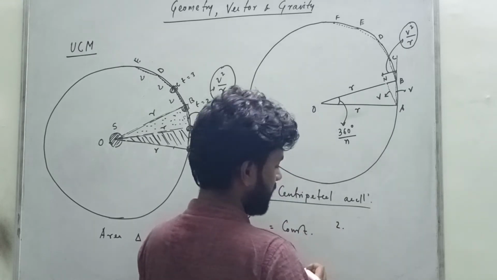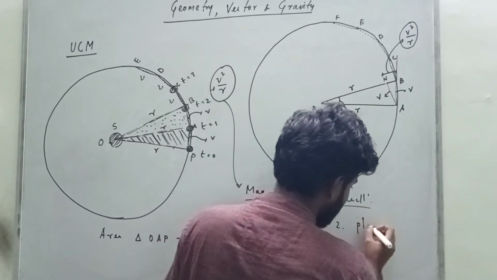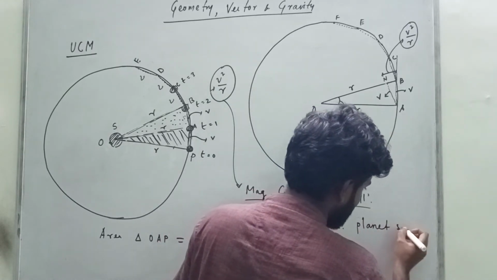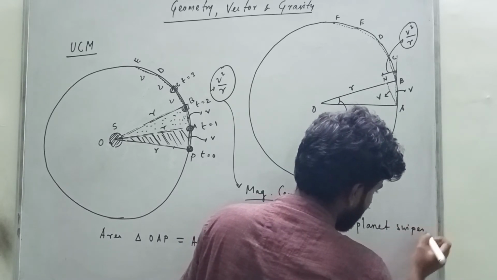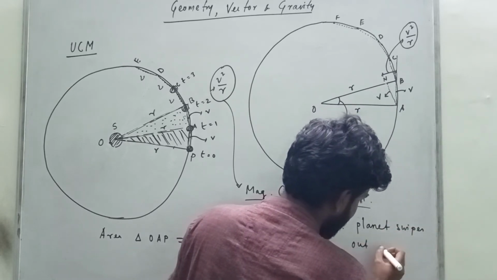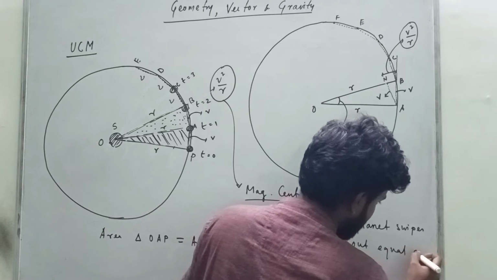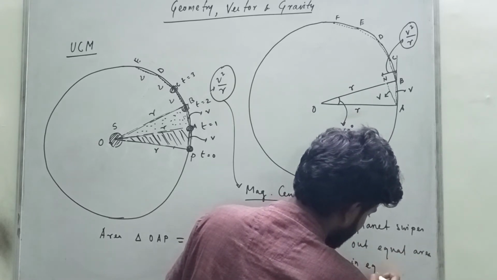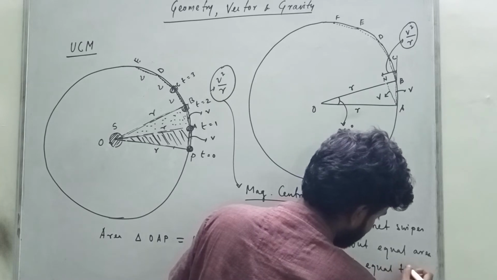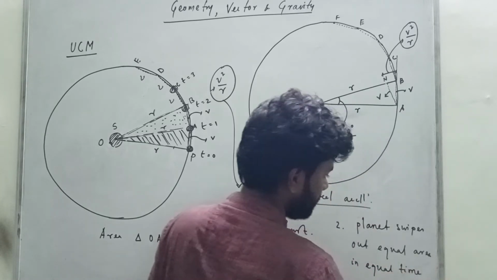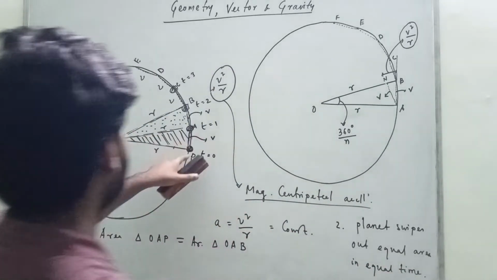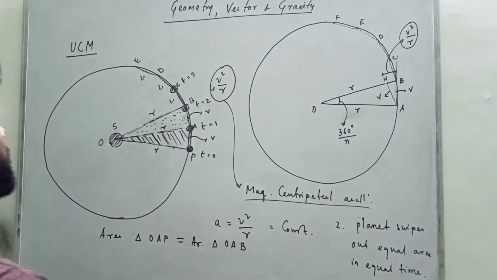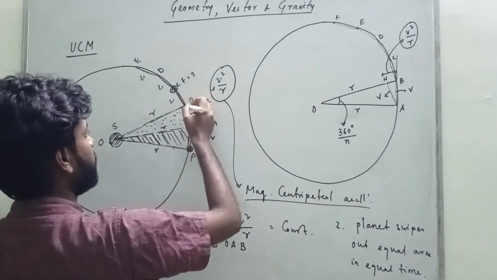Number 2 law of Kepler: the planet sweeps out equal area in equal time, right? It is here. The planet sweeps out equal area in equal time.